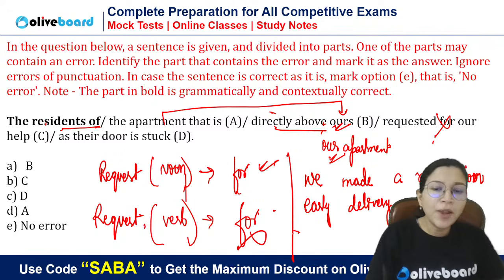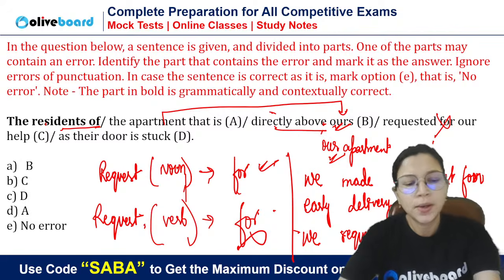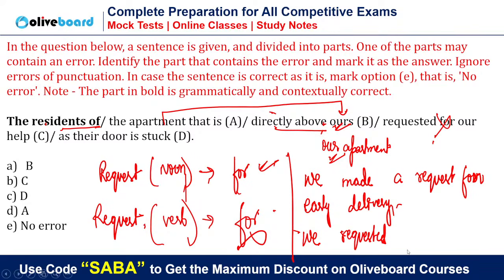Okay. And if I say we requested for early delivery, which one is wrong? We requested for early delivery. Which one is wrong? Tell me everybody quickly. So immediately you will say that requested is a verb here. This one is wrong and this is absolutely correct because here a request means request is a noun. Is this point clear? Second one is incorrect. First one is absolutely correct.